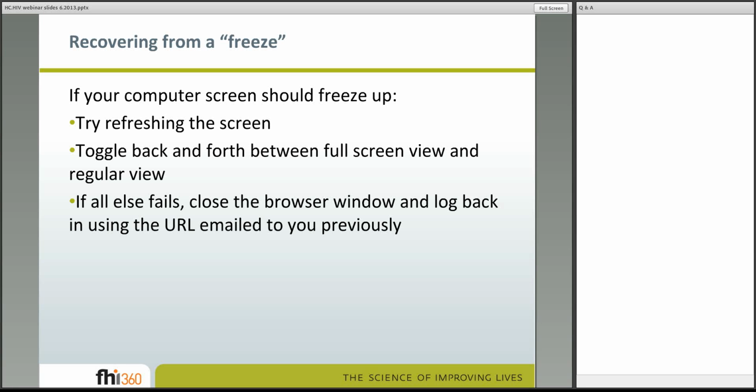Although it's unlikely that this should happen, if your computer should freeze up, try one of the following options. Either try refreshing the screen, or toggle back and forth between full screen view and regular view, or if neither of these works, then just close your browser window and log back in using the URL that we have given you for this room.